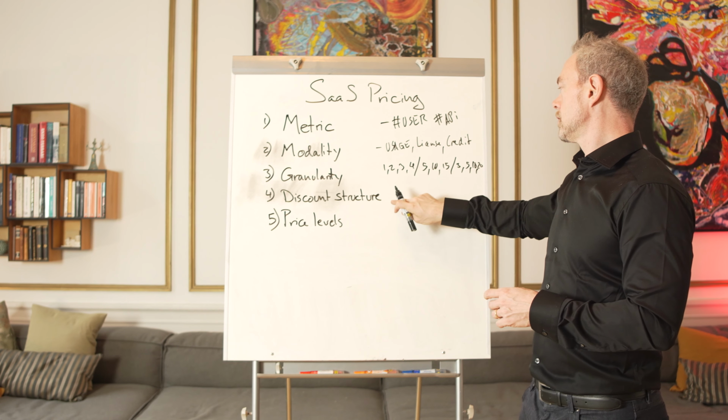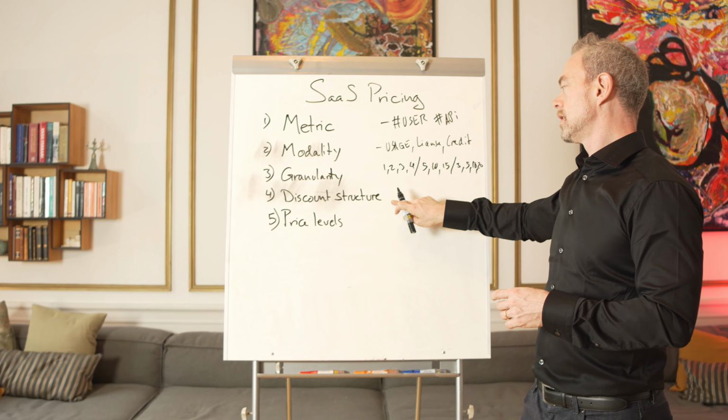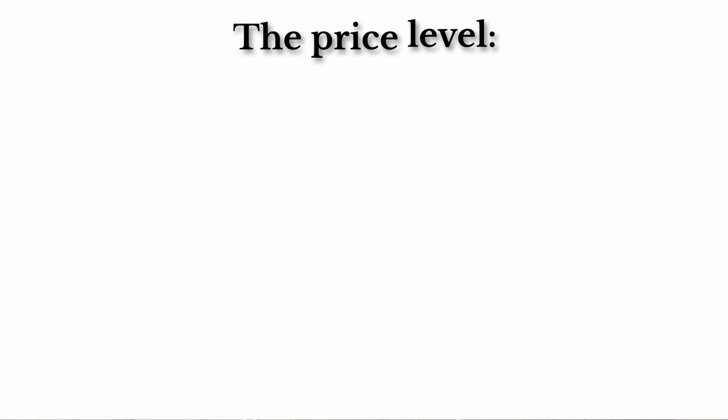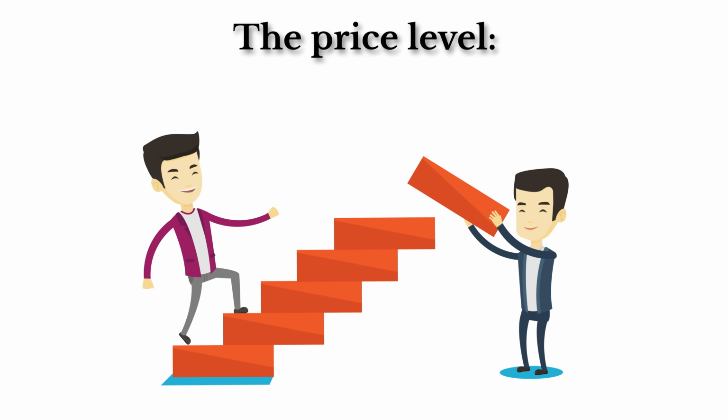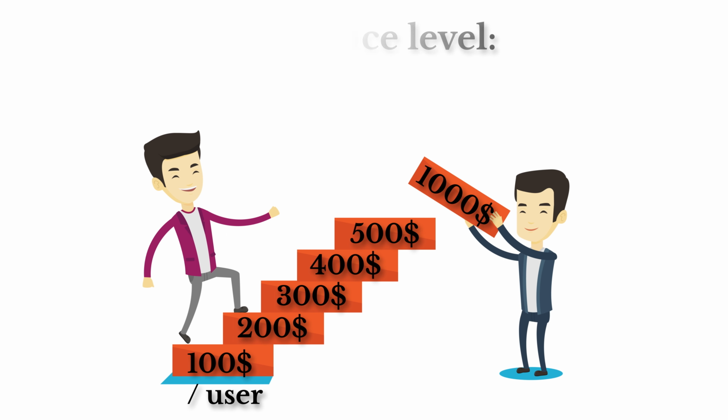And then we're going to say, well, we have a discount structure, right? So this actually comes with the price level. So these two have to be designed together. But let's say that the price level is whatever, $100 per user. And then you're saying, well, okay, so is it then $100, $200, $300, $400 per user? And then hence 500, 1,000, 1,500 and so forth?